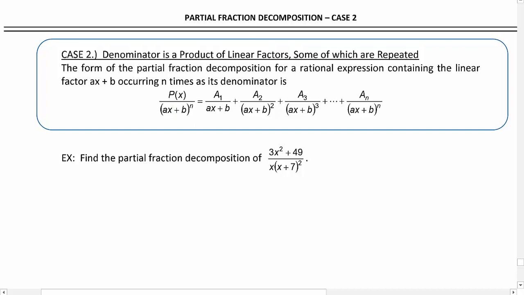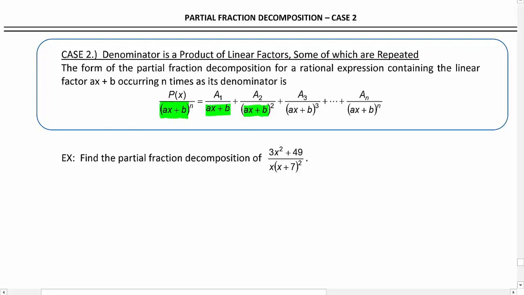Basically, what we're going to do is take whatever this linear factor is, kind of ignoring the exponent, and put it in the denominator the first time to the first power, the second time raised to the second power, the third time raised to the third power, and so on until we hit whatever that n is. So if it's only squared, then we're only going to have two fractions. We're only going to raise the ax plus b to the first power and then to the second power. But if that linear factor is to the fifth power, then we're going to have to write it out to the first, second, third, fourth, and fifth, creating 5 fractions.